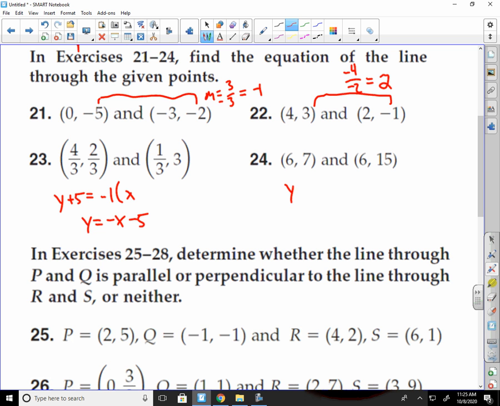Plug a point in. Y minus 3 equals 2 times x minus 4. Distribute my 2. Y minus 3 equals 2x minus 8. Add the 3 over. Y equals 2x minus 5.